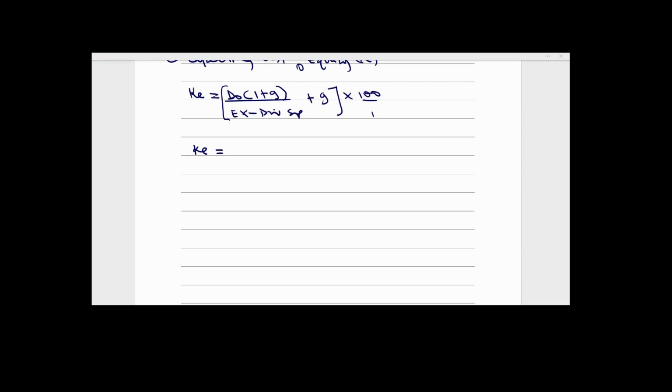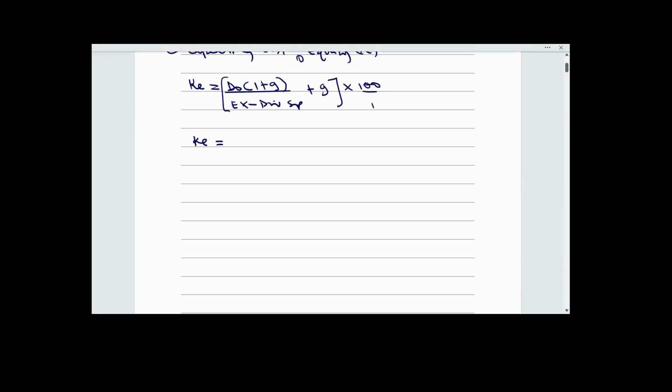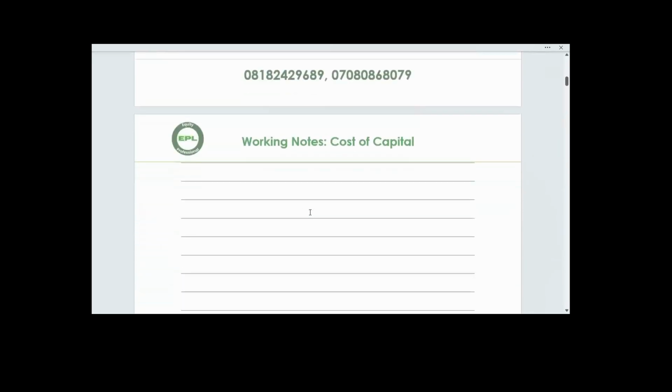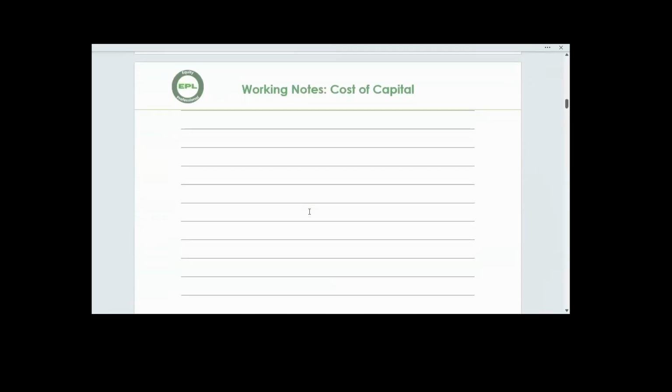So the dividend is 60,000 naira. If I want to use absolute value, I will just say 60,000 multiplied by 1 plus the growth rate. So we need to go and estimate the growth rate. So I will leave a space. This will be for cost of equity, cost of preference share, cost of debt, then WACC. The third page will be for workings. This is the exam approach.